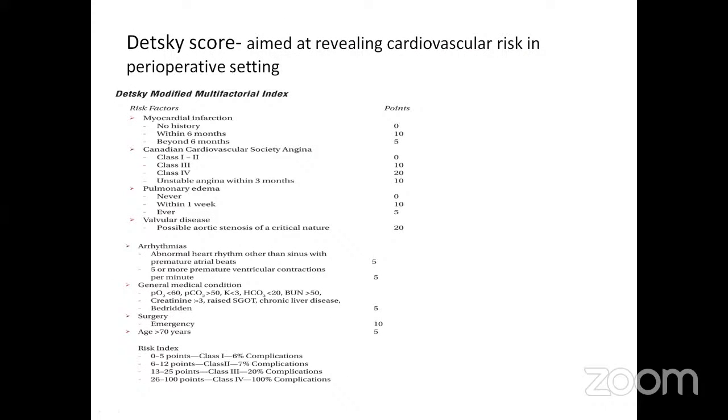This is the Detsky score, which is aimed at revealing cardiovascular risk in the perioperative setting. It has some factors like pulmonary edema and the Canadian Cardiovascular Society angina risk score included in it, which makes it a better predictor. A score of 26 to 100 points, which is class 4, has 100% complications.